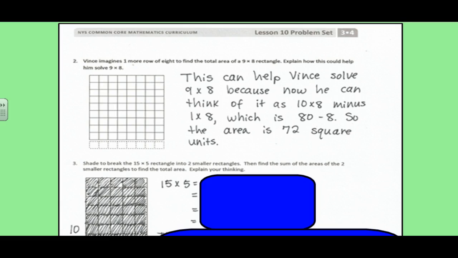But I was looking for your explanation to include that he could have done 80 minus 8 to make it easier for him to find his area. So if you need to correct that, make sure you do that.